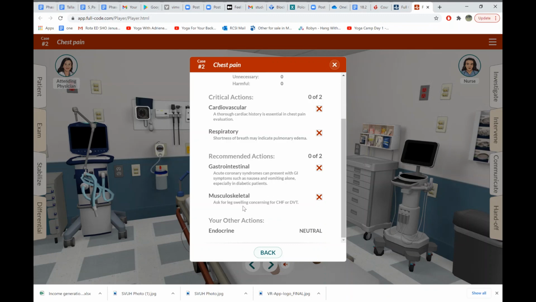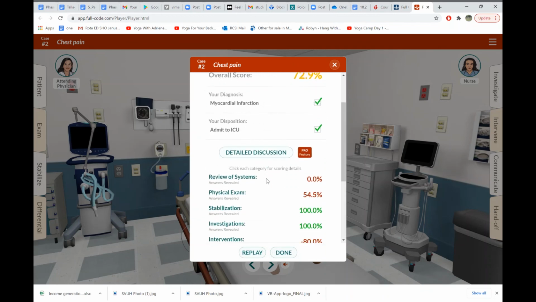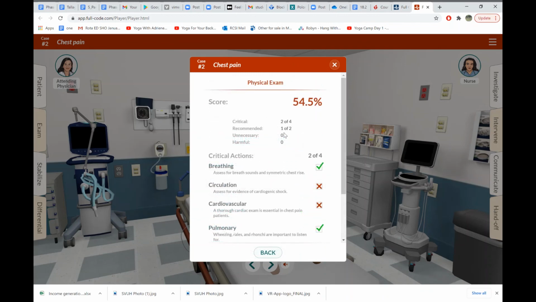Anyway, and then ask for leg swelling concerning for heart failure or DVT. So musculoskeletal history to involve leg swelling. It's not like leg swelling isn't because of the muscles or the skeleton. So it's just an odd way of phrasing it, and I don't think it works. And then we did an endocrine history, which is neutral, because it was irrelevant.